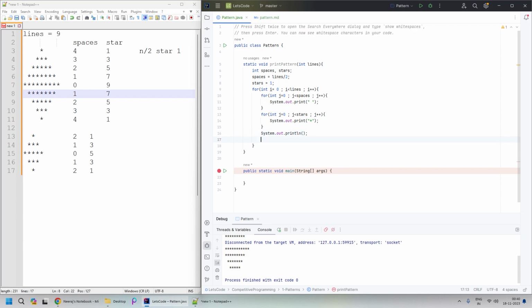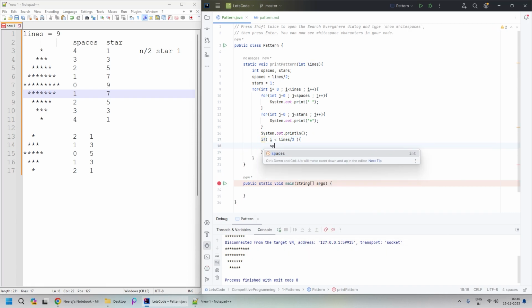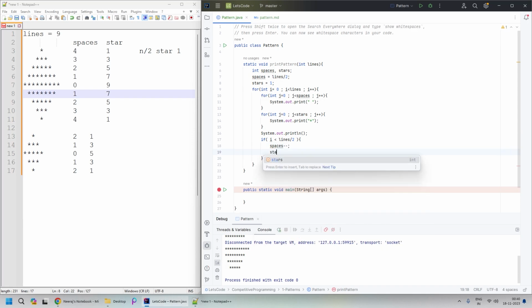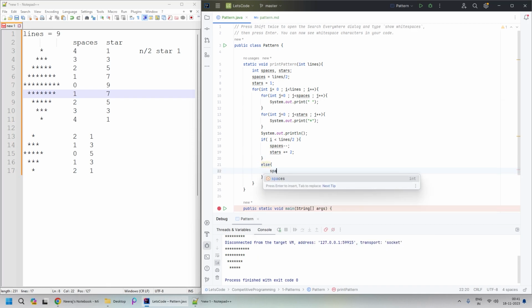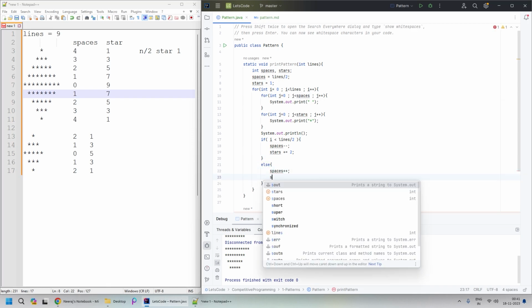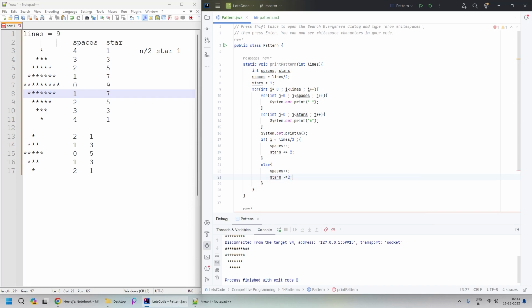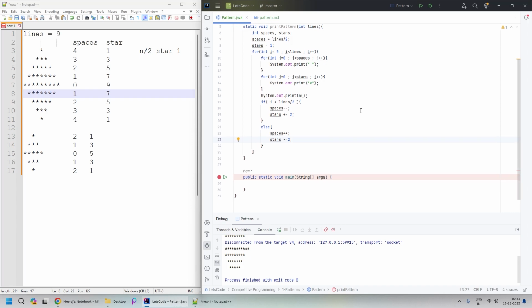Now, how do we decrement spaces and stars? If we are in the upper half of the triangle, how do we check that? We can check by simply i is less than lines by 2. We need to decrement spaces and we need to increment stars. Otherwise, let's increment the spaces and decrement the stars. All right, looks cool. Let's try to print pattern 9, run.